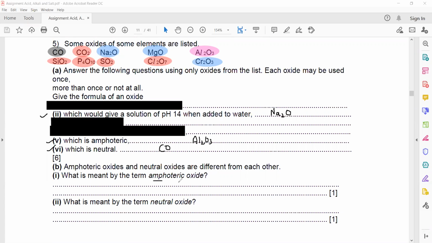What is meant by the term amphoteric oxide? What is the definition of amphoteric oxide? It's an oxide which can react with both acid and alkali. If an oxide can react with both acid and alkali, that type of oxide is simply known as an amphoteric oxide.